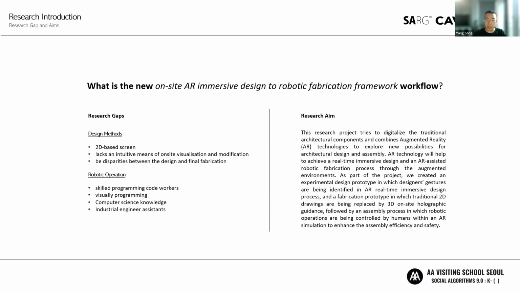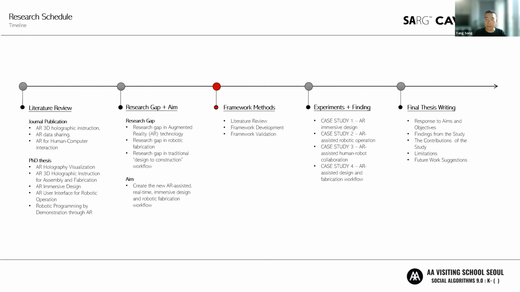This is an expertise that traditionally we cannot find in architectural participants. And although there are many robotic operation plugins in Grasshopper, they still require architects to do visual programming, which is usually inefficient and produces many errors.